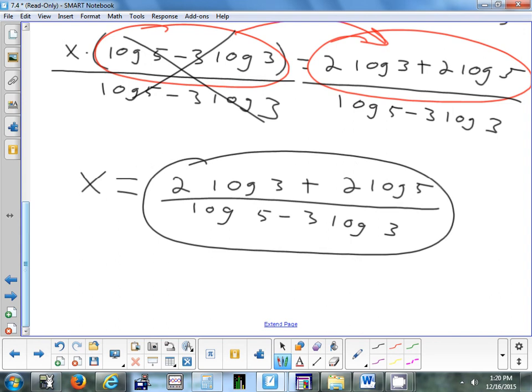Now, if they wanted the decimal for this, I would not try to type all this in one step. How come I shouldn't try to type all that in one step? What do you think is going to happen if I do? Well, Tommy, what do you think? Error? Yeah, you're probably going to mess something up. There's too many logs, there's a plus, there's a division, minus signs.